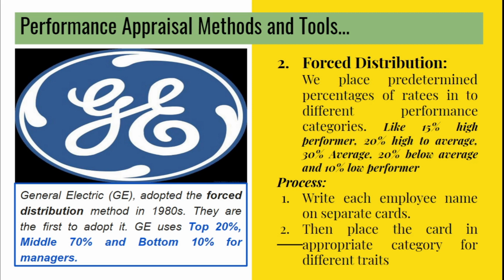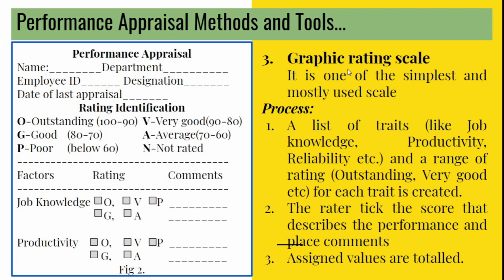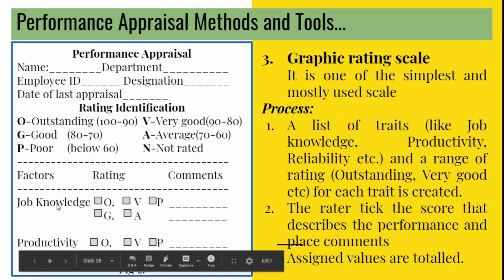Then we have the graphic rating scale. It is one of the simplest and mostly used scales. In this, a list of traits like job knowledge, productivity, reliability, etc., and a range of rating that could be outstanding, very good, good, etc., for each trait is created. You can see a graphic rating scale in figure 2 on the left side of the screen with 2 factors, namely job knowledge and productivity. Here you can have any number of traits which you want to appraise.